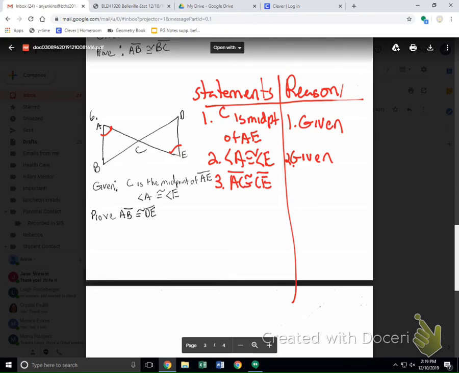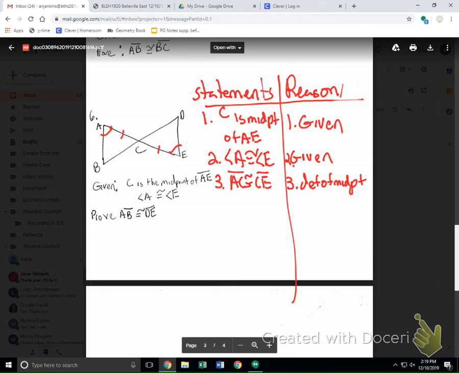And we know this because of definition of midpoint. So we have this being definition of midpoint. We know one other thing about this. What do we know?